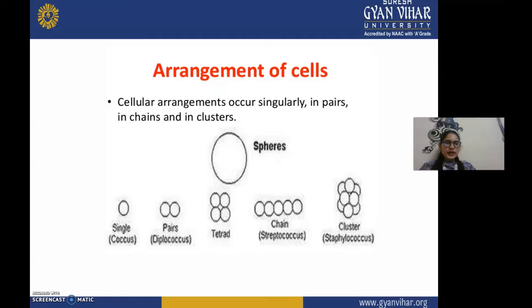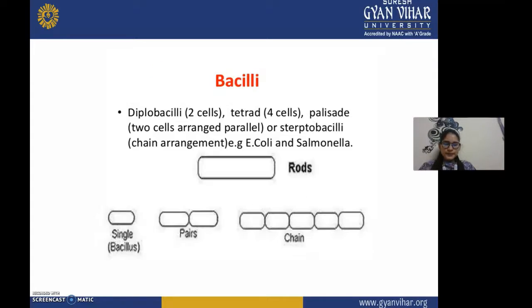Cellular arrangement occurs singularly, in pairs, in chains and in clusters. A single cell is called coccus, in pairs it is called diplococcus, in fours it is called tetrad, in a chain it is called streptococcus, and in a cluster it is called staphylococcus.